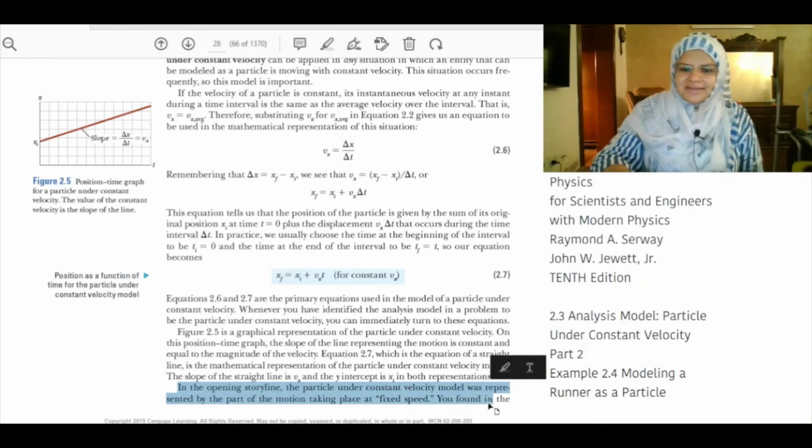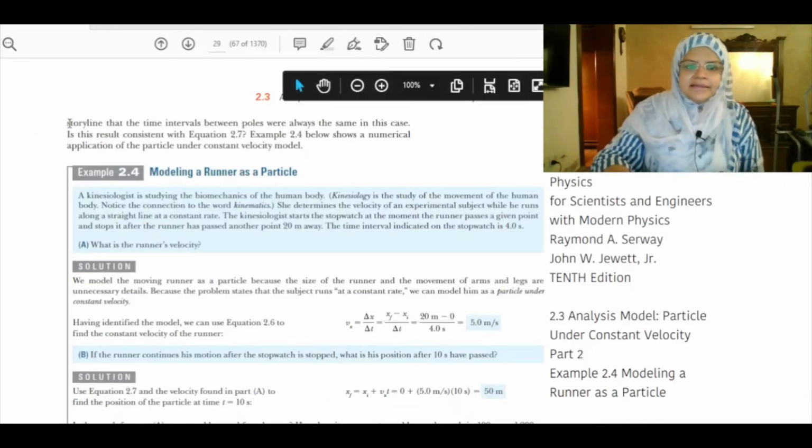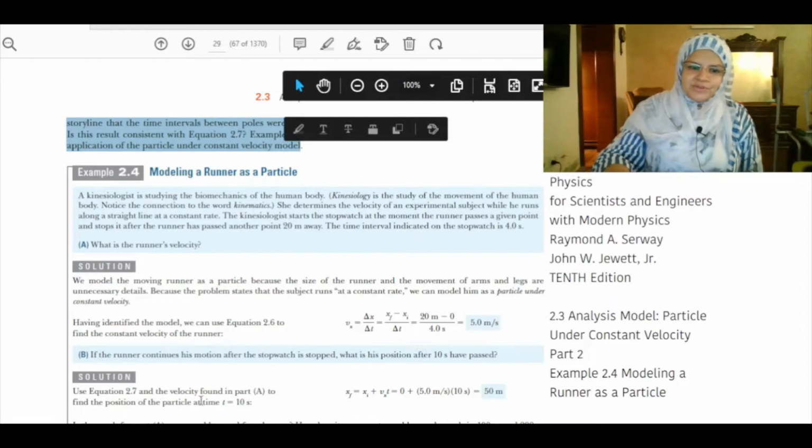You found in the storyline that the time intervals between the poles were always the same in this case. Is this result consistent with equation 2.7? Example 2.4 below shows a numerical application of the particle under constant velocity model.